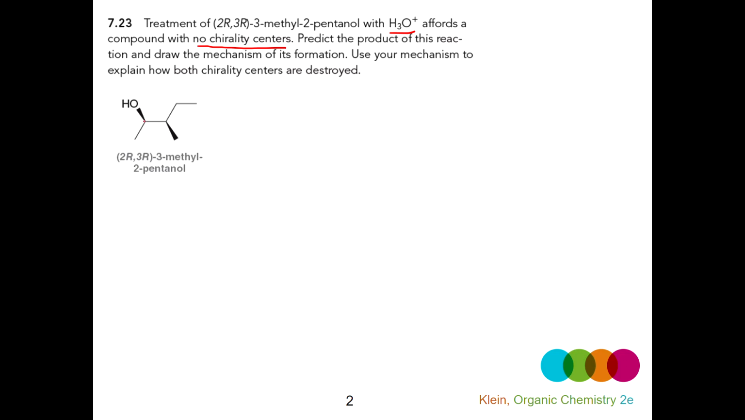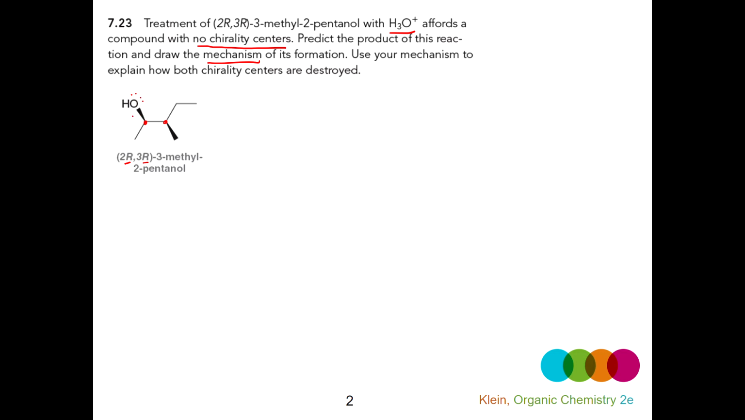So right now, I've got two chiral centers. They both happen to be R. So just treating this with H3O+ will produce a molecule with no chiral centers. So we're going to try to imagine what that mechanism would look like to explain that outcome. So it'll be similar to the last one.